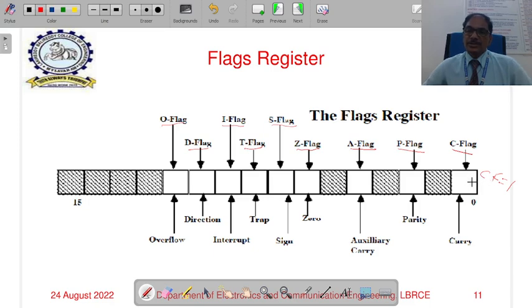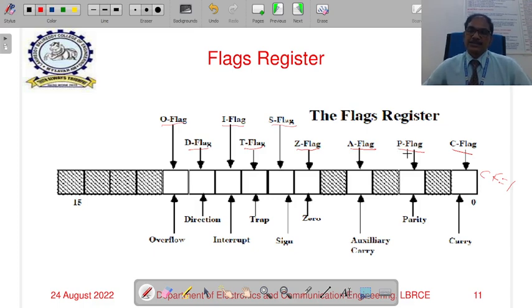Then during the subtraction operation, if there is a borrow into the MSB, that means when we are trying to subtract a higher value from a lower value, then a borrow is needed into the MSB. During that time the carry flag will be set. So the carry flag indicates a carry out from the MSB during addition, or a borrow into the MSB during subtraction.